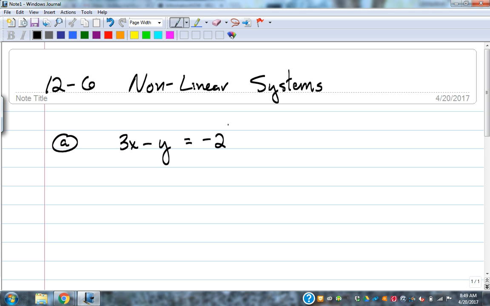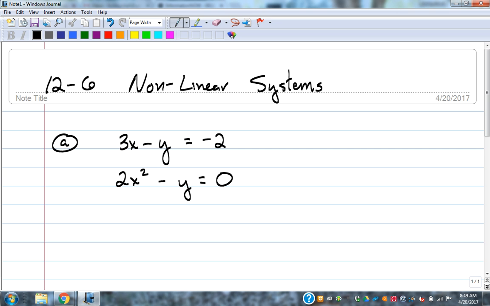3x minus y is equal to -2. And then the second equation in the system is 2x squared minus y is equal to 0. And we want to solve that system of equations. And the key is recognizing that it's not a linear system, because on the final exam they're not going to tell you to solve the nonlinear system. They're going to say, solve the system.